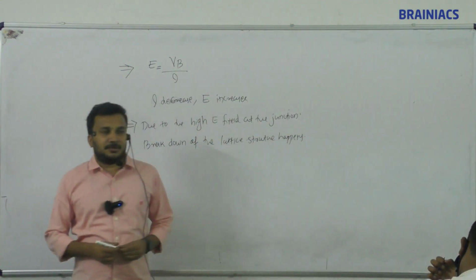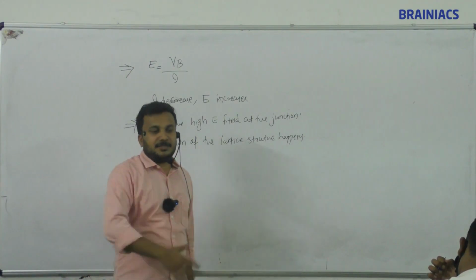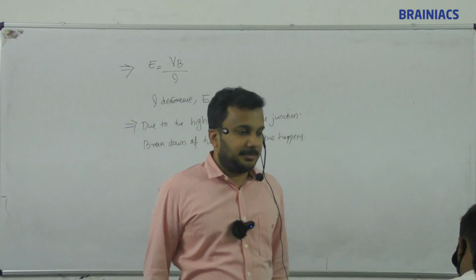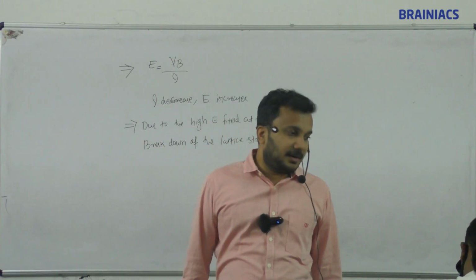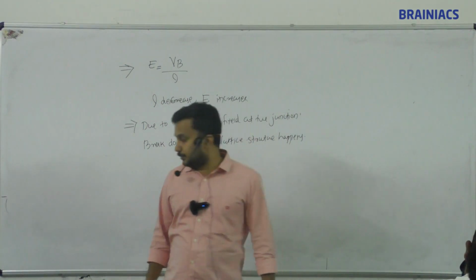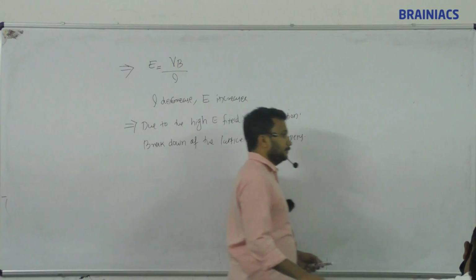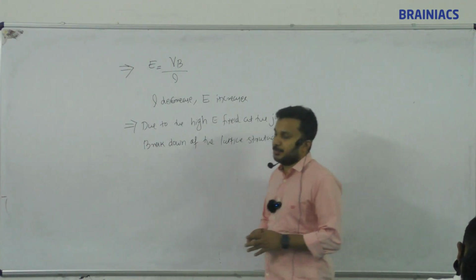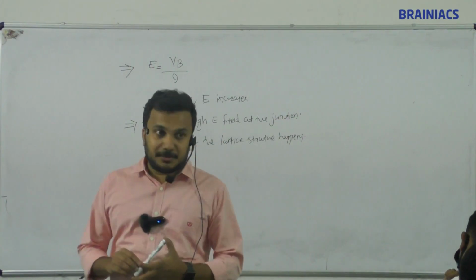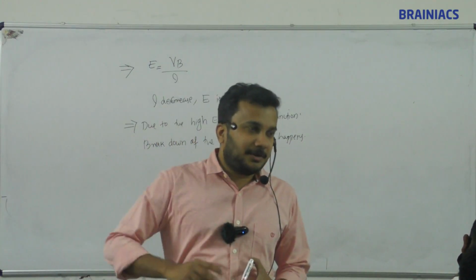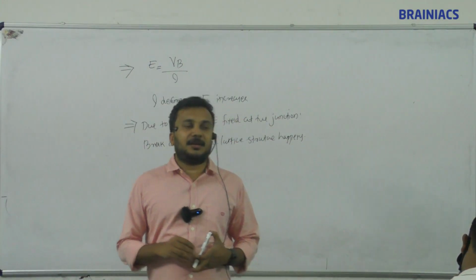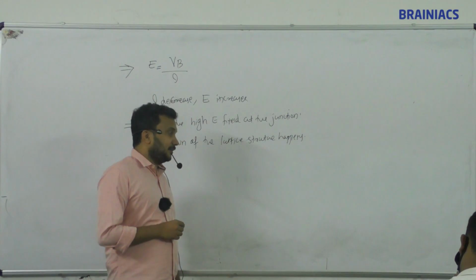If that is happening, what will happen? A large current starts to flow. But in a normal diode, which breakdown happens? Avalanche breakdown. Zener breakdown happens only in a Zener diode, because the doping there is the highest.